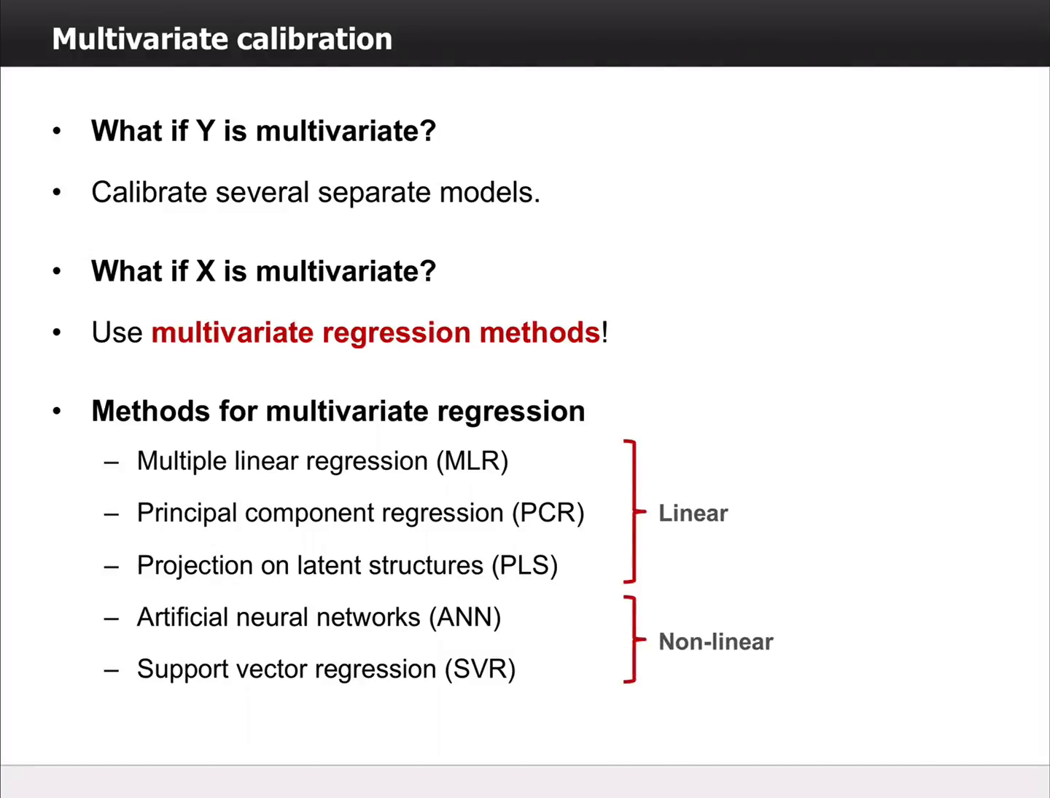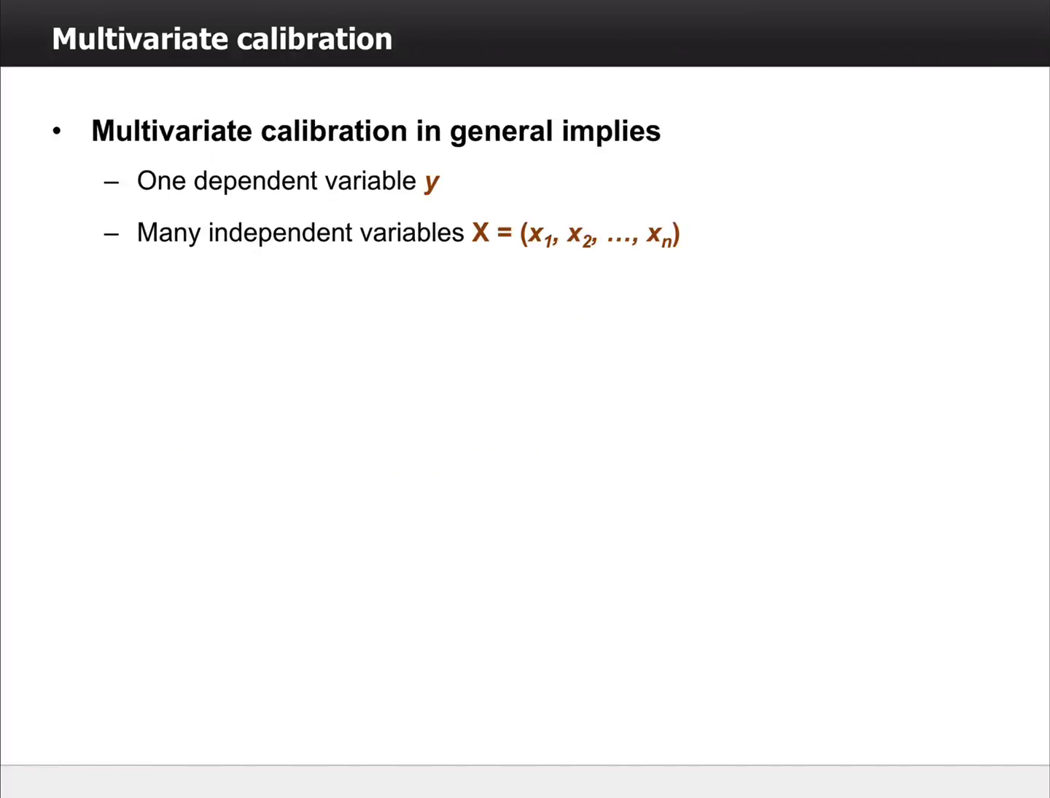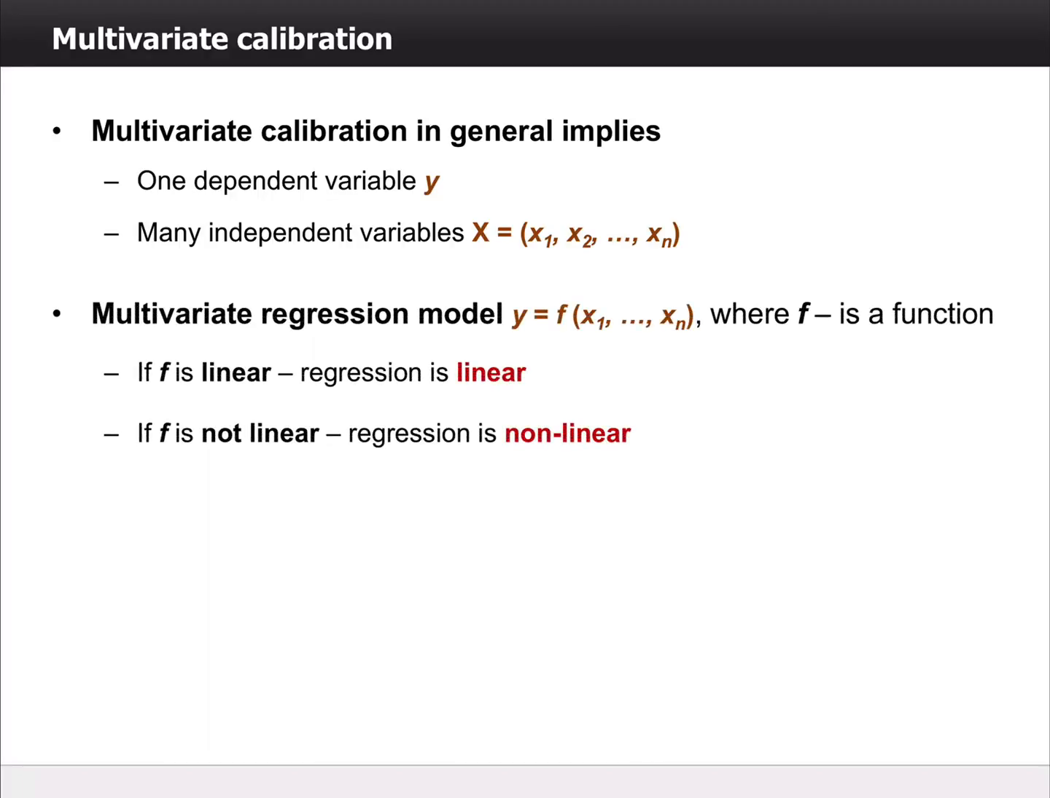If you remember the intuition about regression, it's about the same. We have dependent variables, and we have predictors or independent variables. The only difference is that now the independent variables are not just a column; it's a matrix. So we have many columns in this matrix, right? And then you have a function that relates y and all the x variables together. If this function is linear, the regression is linear. If this function is nonlinear, the regression is nonlinear.